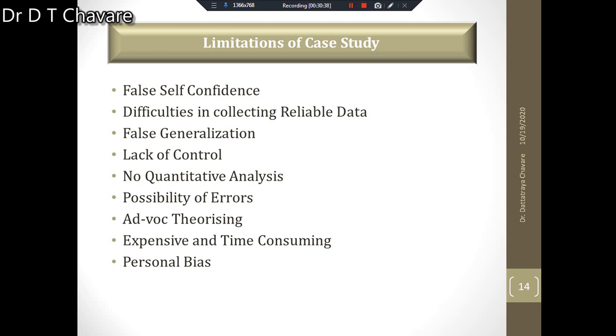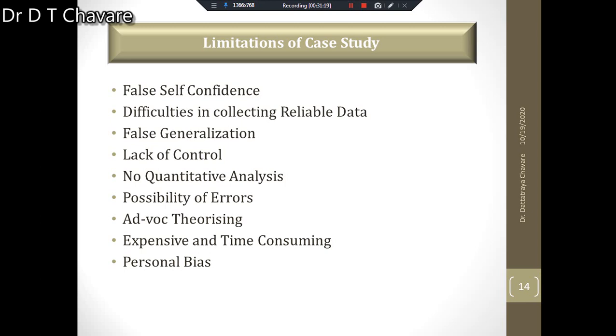A researcher using the case study method, on account of deep and long acquaintance with the unit under study and his multidimensional study over a period of time, is liable to develop a false conviction that he knows everything about the subject. But in reality, many aspects of the unit are hidden, about which neither the researcher nor the respondents are aware. This is the false self-confidence limitation you will face in the case study method. Then the second limitation we have to understand is difficulties in collecting reliable data.